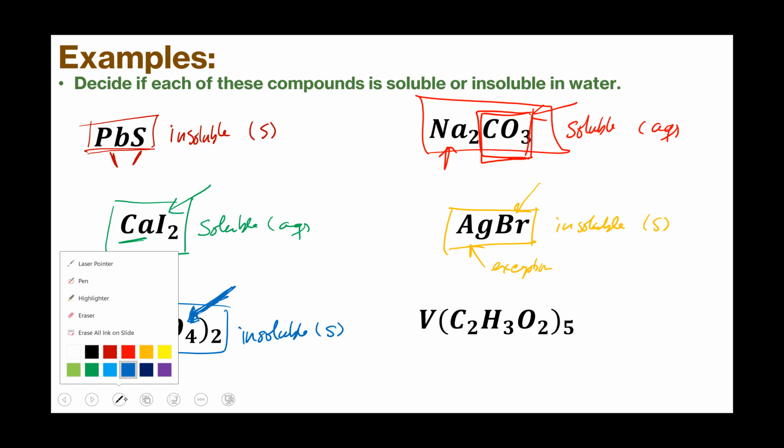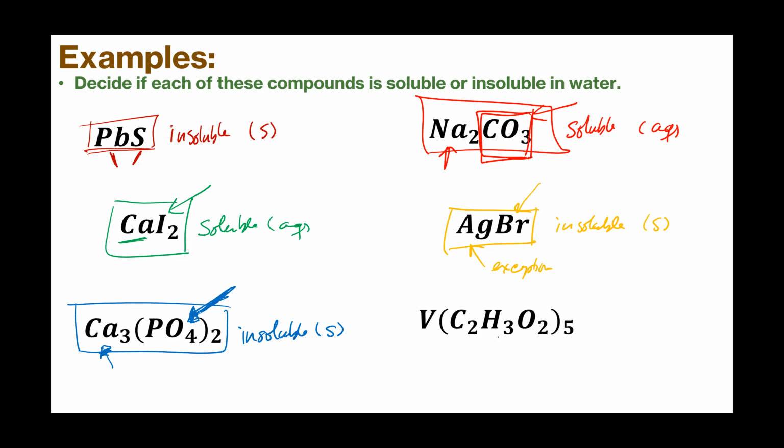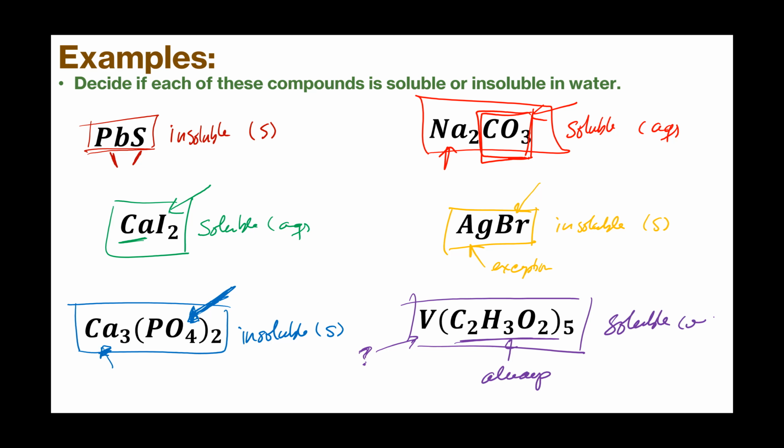Lastly, we have this guy, vanadium 5 acetate. Even though this is a weird thing, we can figure it out. Vanadium, we don't really know. There's not a rule for this, so it's probably not very soluble. Acetate, however, is always soluble, and so this is soluble, and we would call it aqueous.